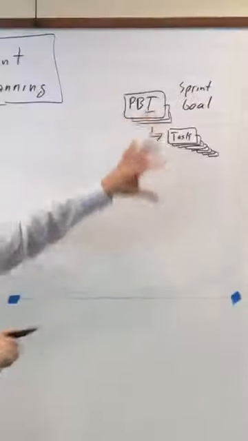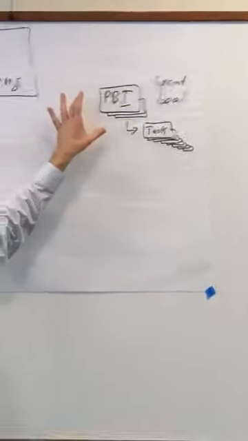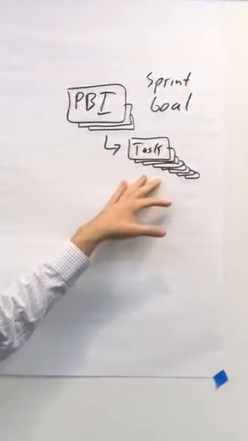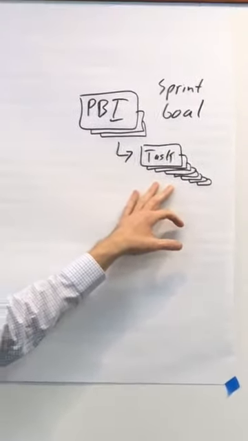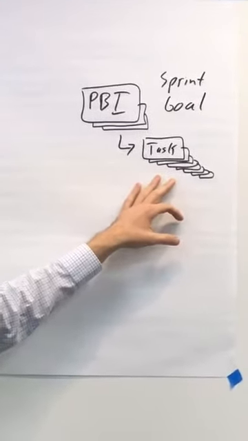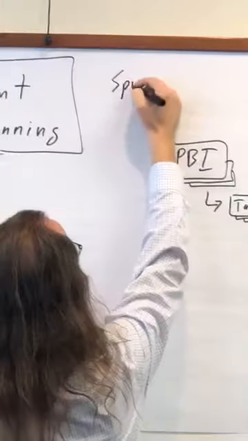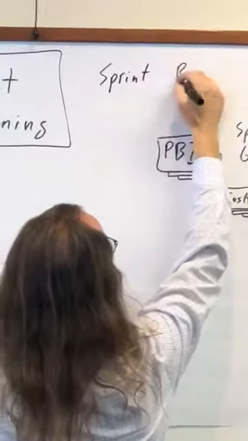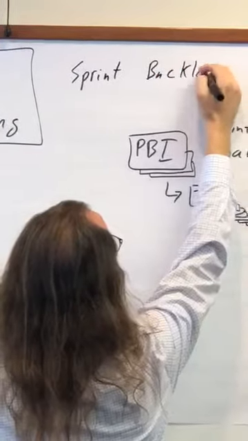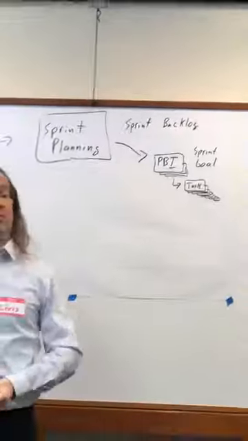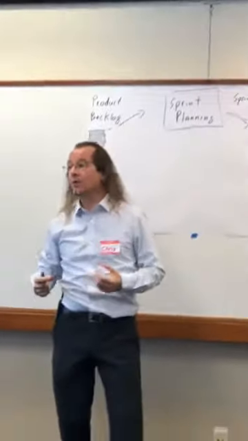So we call this sprint goal, the collection of product backlog items, the deliverables that support that goal, and the tasks which define the team's plan for getting those product backlog items done, collectively, we call this the sprint backlog. And that's the output from sprint planning.